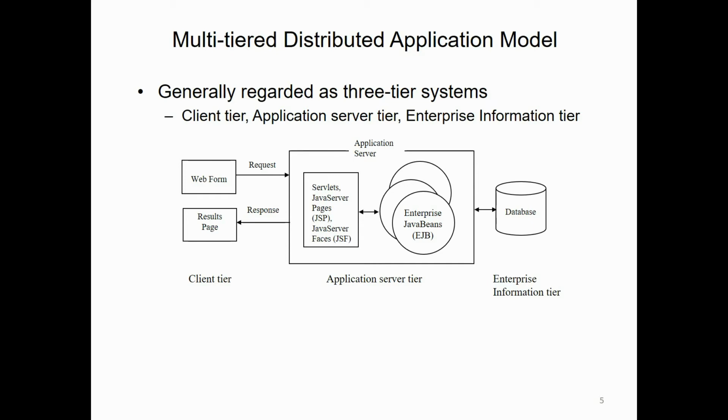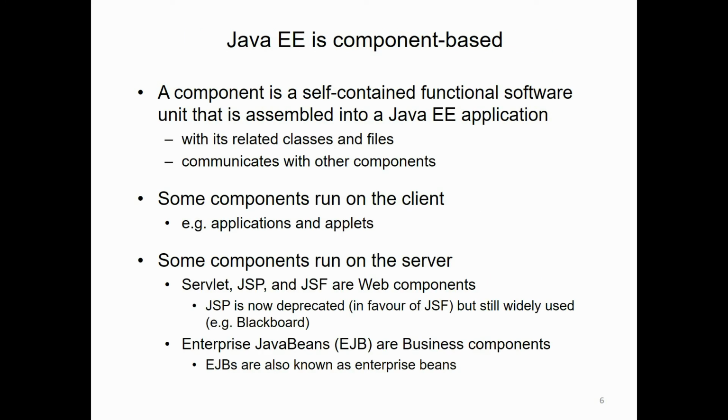And on the client tier, we'll expect to find things like web browsers and applications that will interact with the application server. So what we do is write components, which are self-contained functional software units that can be dropped into the framework at the appropriate place. Some components will execute on the client, and some components run on the server.